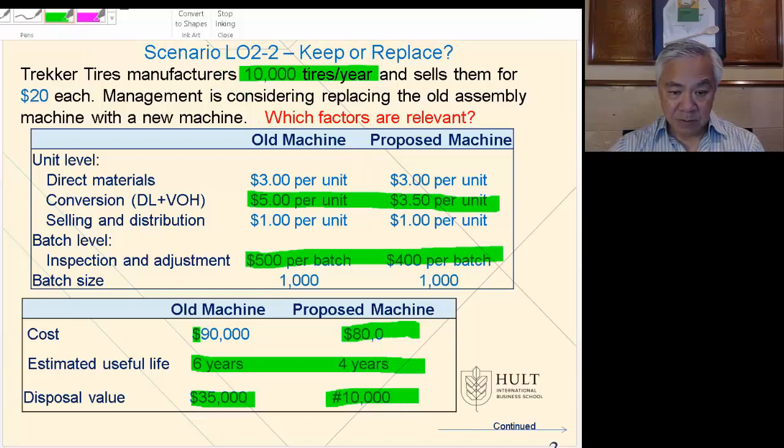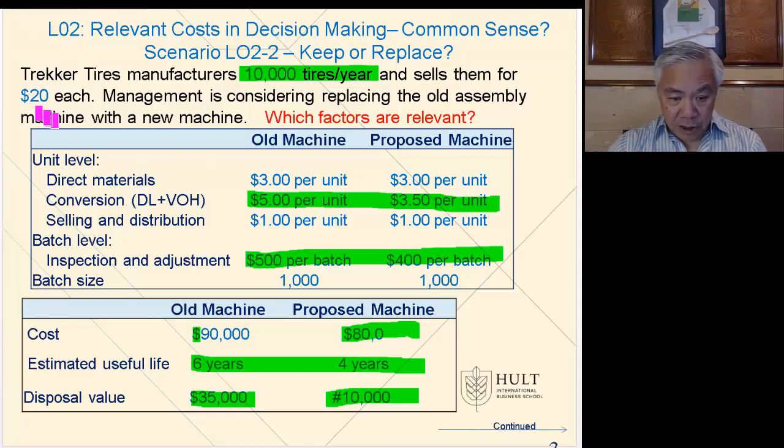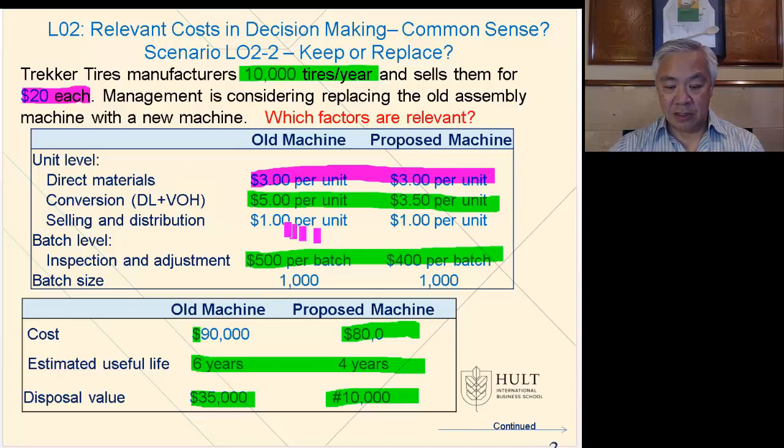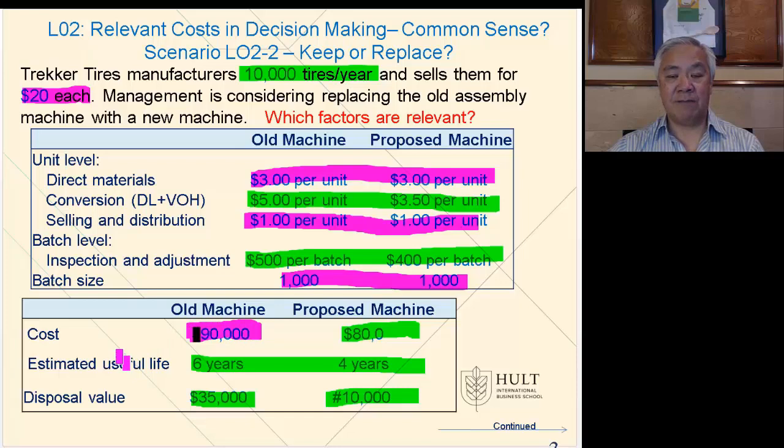So I'm going to then switch pens to reddish to mark what is not relevant. The price is important, but it's not relevant here because we're going to make the tires and the selling price is set. This is not relevant because it does not change. This is not relevant because it does not differ. Batch size is not relevant because it does not differ. The cost of the old machine is a sunk cost, so it's not relevant. We've done the determination of which costs are relevant.